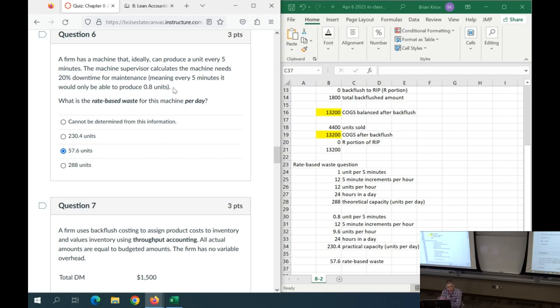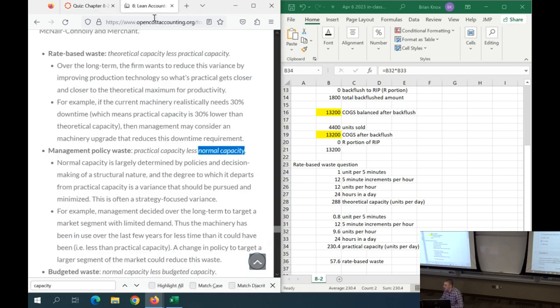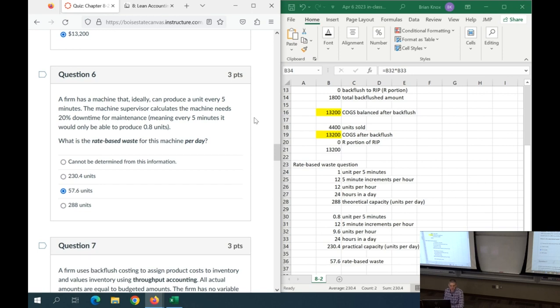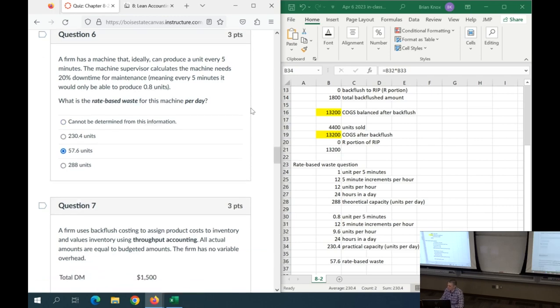If one of you out there has this question, but it does say something about normally, then you have normal capacity, and you can take the practical capacity minus whatever normal capacity it gives you, it'd be like a sentence right after this parenthetical, something like that. And that would be your management policy waste. Okay? It isn't an enormous part of the test bank, but you'll get familiar with the questions enough to hopefully meet its learning objective of being in here.